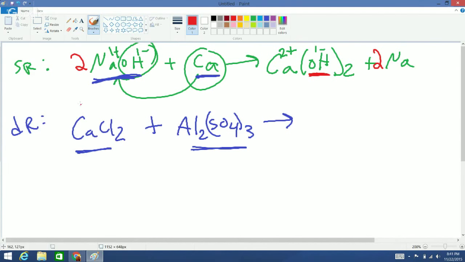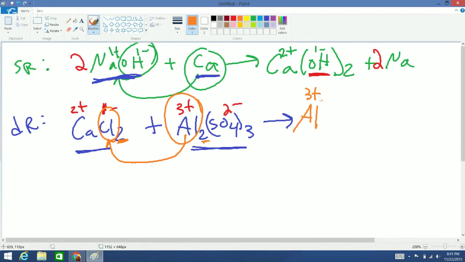I think it's helpful in this case to put in all your ion charges. So according to the periodic table, calcium is a 2 plus, chlorine is a 1 minus, aluminum is a 3 plus, and sulfate is a 2 minus. And then they're just going to do a double switcheroo. My positive aluminum 3 plus is going to want to hook up with the other negative, my chlorine. Now I know that they've got 2's with both of them, but don't take both of the 2's. Just take the ion itself. This is the aluminum 3 plus ion and the chlorine 1 minus ion.